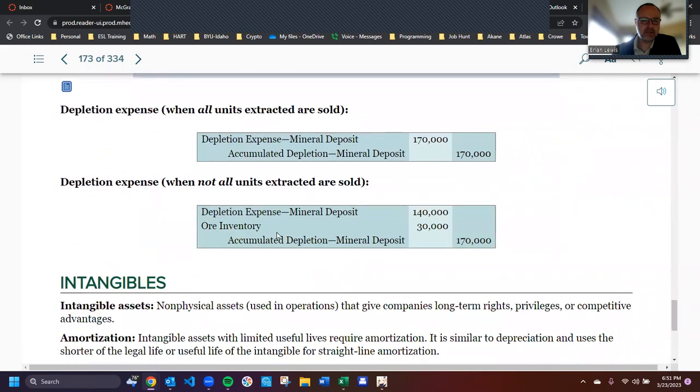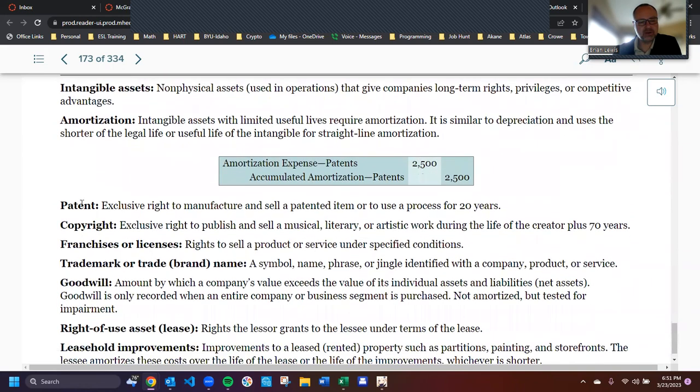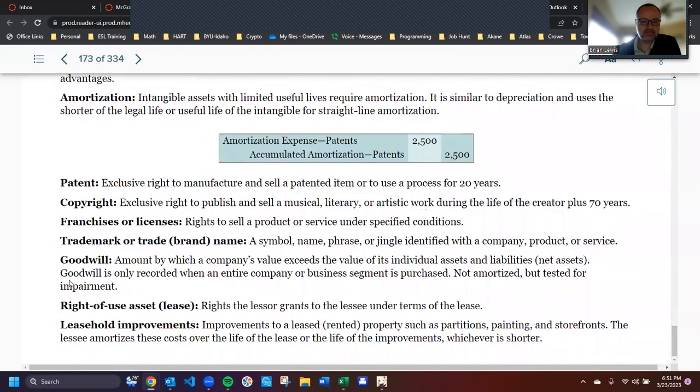And I think the only other thing is the intangibles. And this, you just really need to know what these things are, what a patent is, what a copyright is, what a franchise or license is, and you need to know what ones are amortized, right? Now, patents can be amortized, copyrights can be amortized, franchises can be amortized, all right? Goodwill is not. Leasehold improvements can. So a lot of these can, but goodwill most certainly cannot.